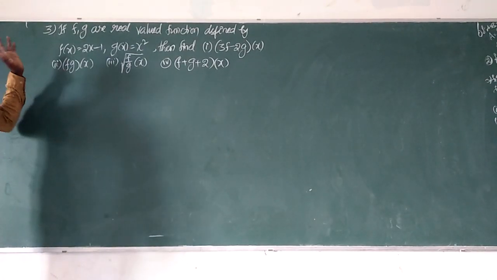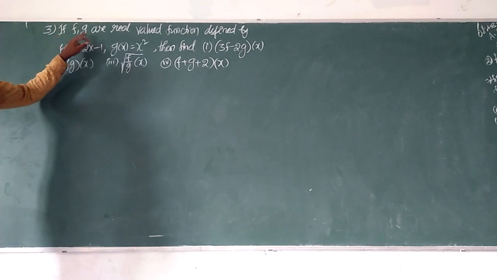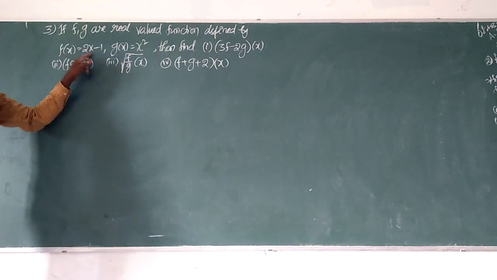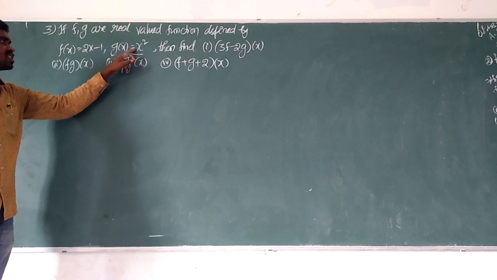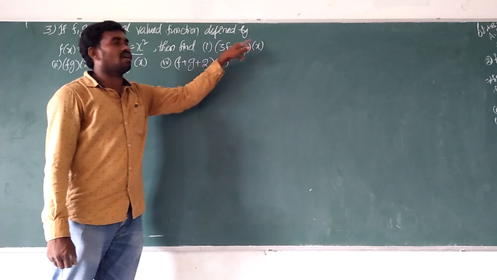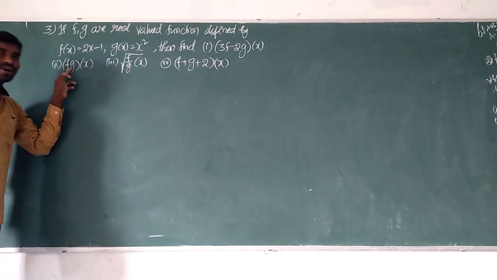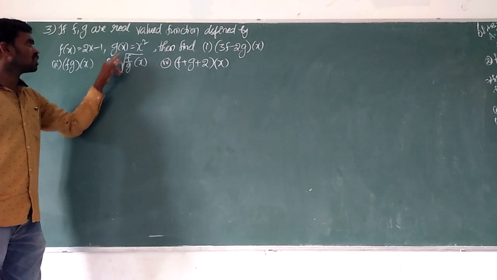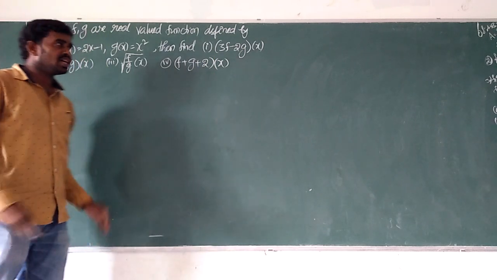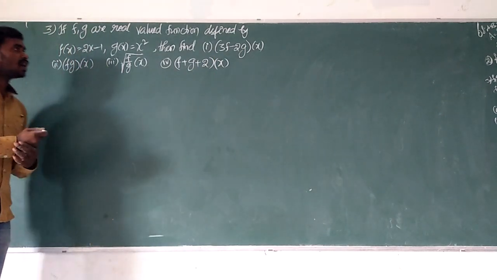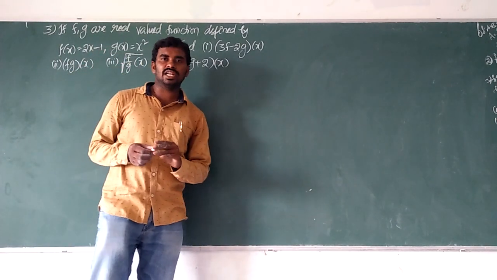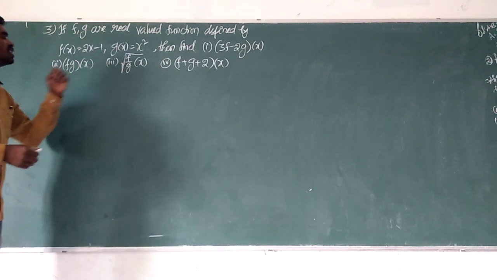Okay, next third question. If f comma g are real valued functions defined by f of x is equal to 2x minus 1 comma g of x is equal to x square, then find the first one 3f minus 2g of x, f into g of x, and the third one root f by g of x, and last one f plus g plus 2 of x. So here these are the functions. In algebraic terms, multiplication is a little bit different when compared with these functions.